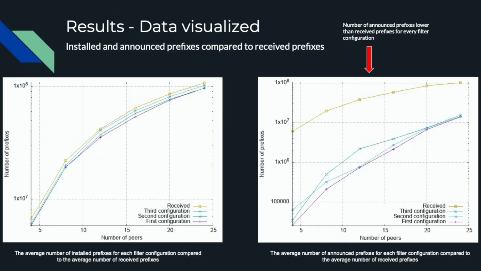Here, the presented data is visualized in a set of graphs. On the left, we have the average number of installed prefixes for each filter configuration compared to the average number of received prefixes. Likewise, on the right we have the average number of announced prefixes for each filter configuration compared to the average number of received prefixes. When examining the graphs, we see that the number of installed prefixes is very close to the number of received prefixes. But the number of announced prefixes is several magnitudes less than the number of received prefixes.